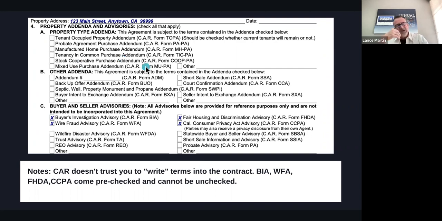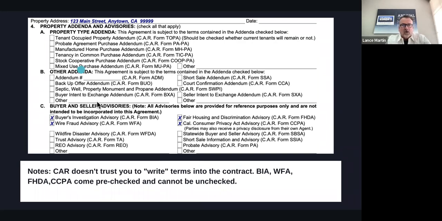Stock cooperative purchases, we don't have a lot of these. These are more common up in Northern California and the San Francisco Bay Area. But if it was a stock co-op, like those condo conversions, this is what you would use. And then a mixed use purchase addendum. Again, I don't know that I've ever seen one of these purchase addendums used. If you're in that situation, you're going to know it. We will go through the MUPA, and we'll give you some examples when we get to that one. And then the other, my goodness gracious, it seems like they've listed everything possible. In theory, we could just have another addendum. I'm not even really sure what that would be. I'm assuming we might come up with an example as we move forward.